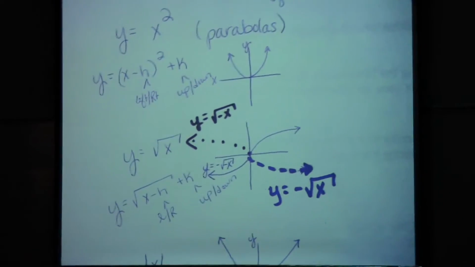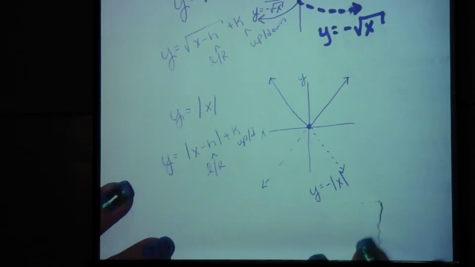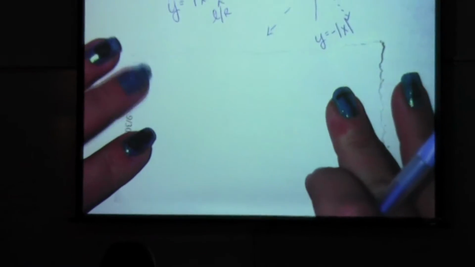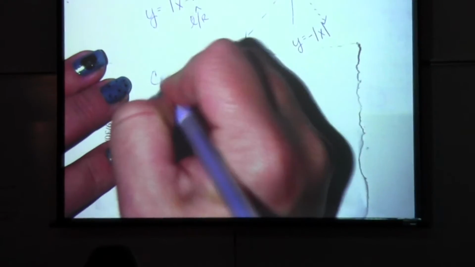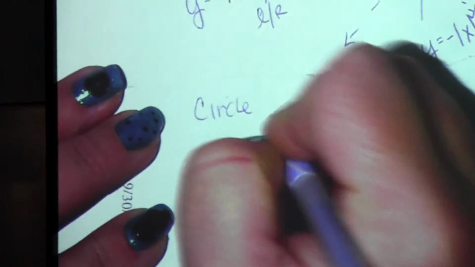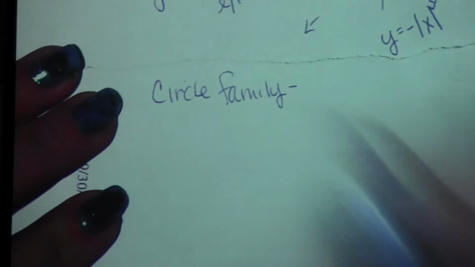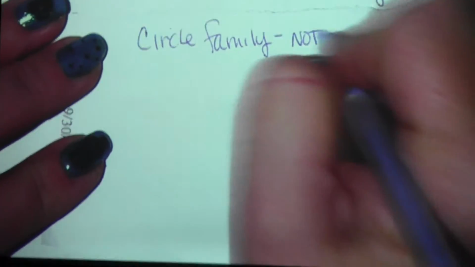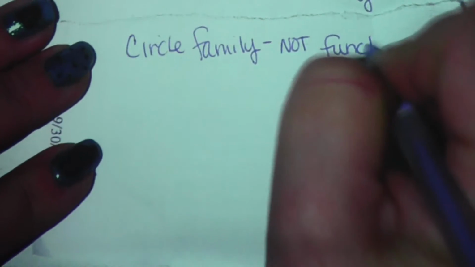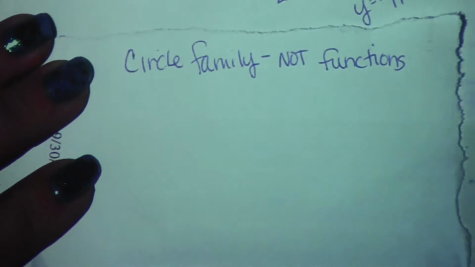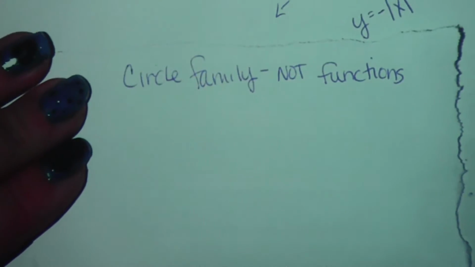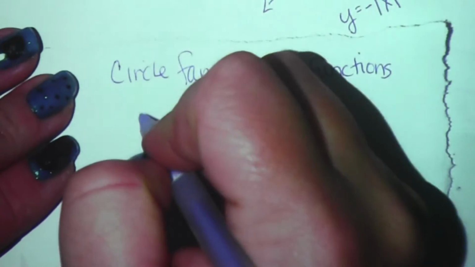And the last thing that we added were the circles. So, sliding that up a little bit. Yesterday then we talked about the circle family. And we've already established today that circles are not functions because they don't pass the vertical line test. However, there was a very specific equation for a circle, and it made its own family.